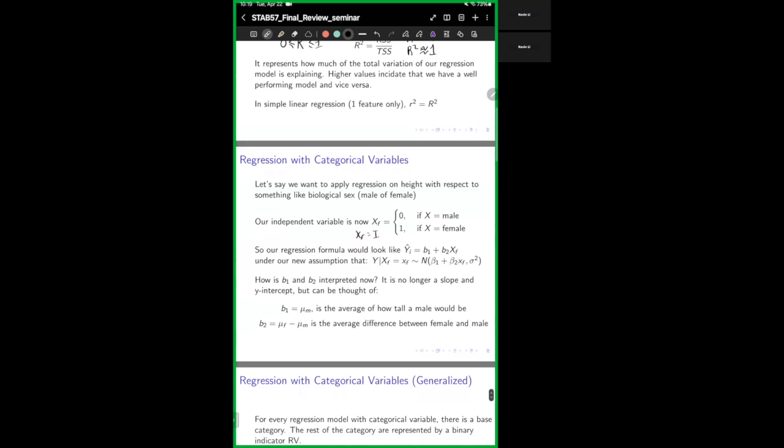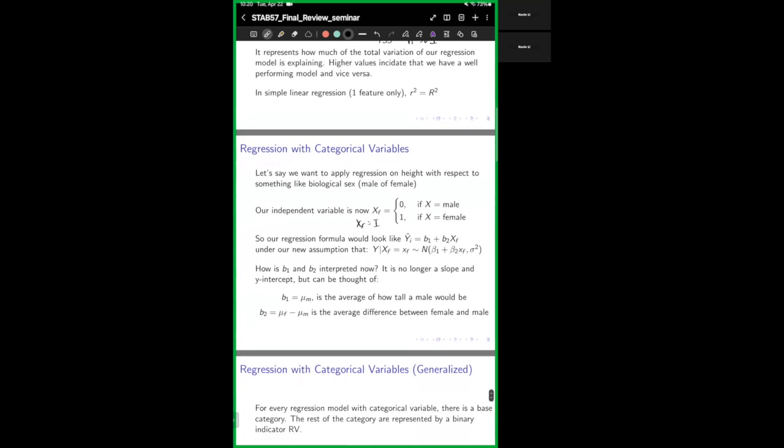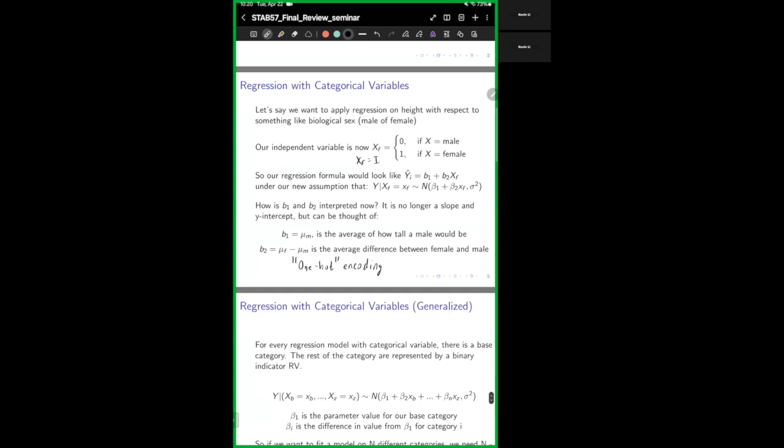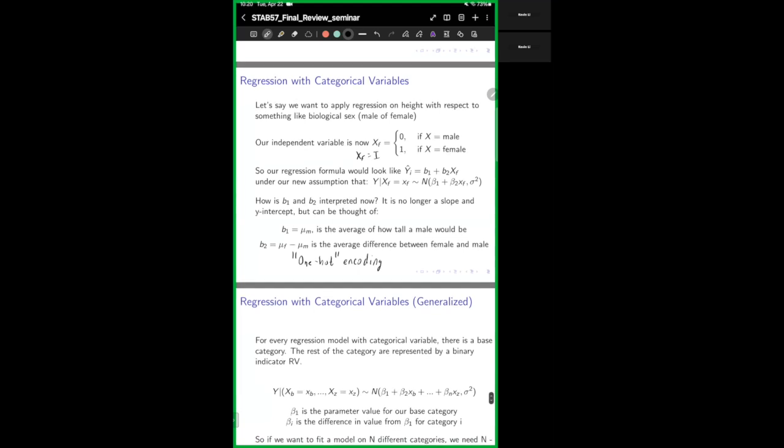In this case, you may also see this representation of xf as a dummy variable. You may also see it called one hot encoding, especially in the context of machine learning. They typically call it one hot encoding. For every regression model with categorical variables, there is a base category. The rest of the categories are represented using a binary indicator. Once again, this is our so-called one hot encoding.